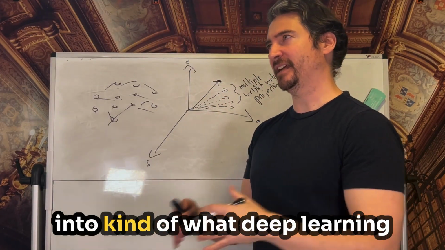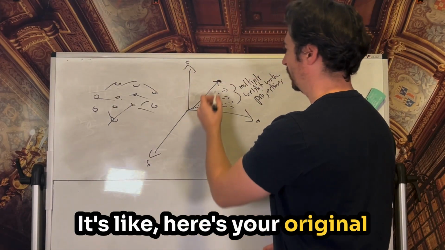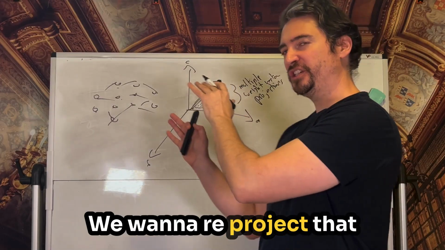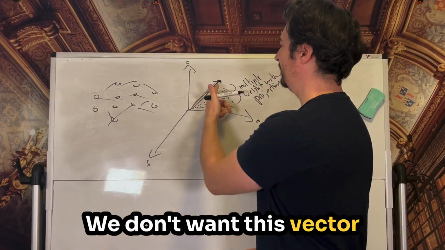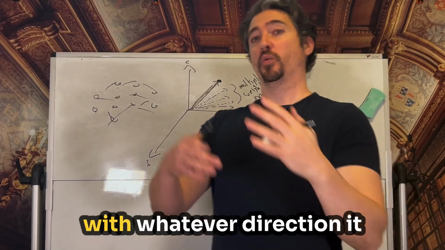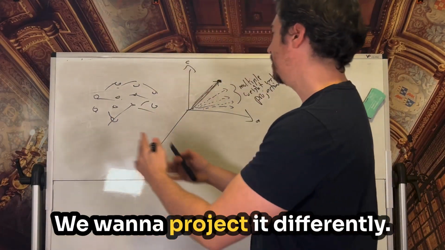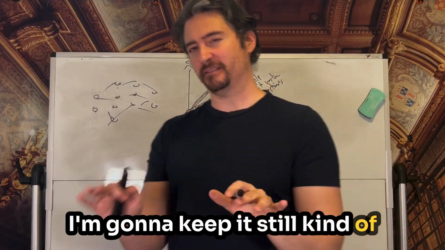Okay, so now we're getting into what deep learning is literally trying to do. Here's your original data, here's the original vector. We want to reproject that somehow differently. We don't want this vector pointing the exact same direction it has in the original data set. We want to project it differently. I'm going to keep it conceptual there.